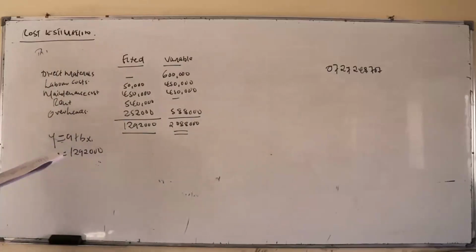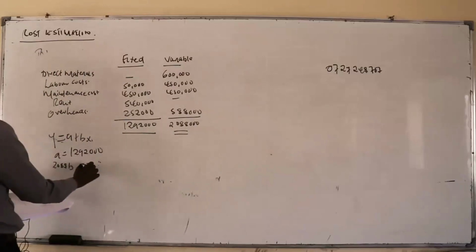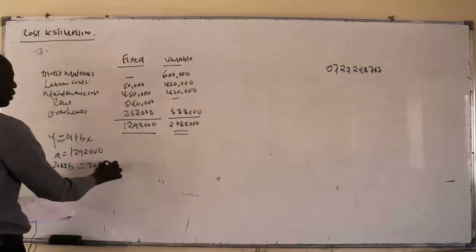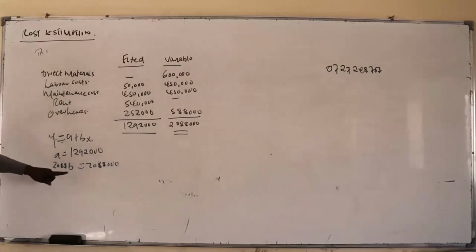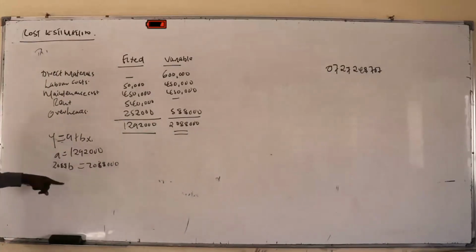In other words, we have been given the units. So 2088 B equals 2,088,000, isn't it? So if you multiply the variable cost per unit times the total number of units that were manufactured, you get the total variable costs. Are we together? So now we want to get the variable cost per unit. These 2088 are the total number of units that were manufactured.